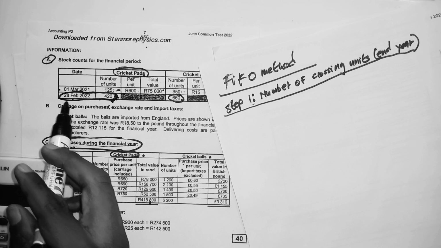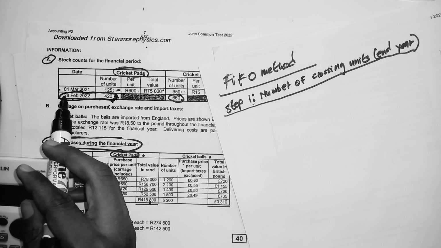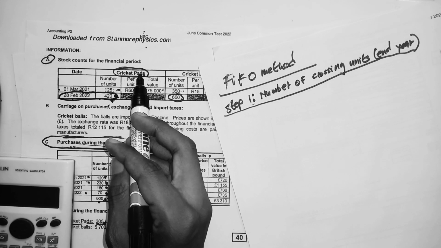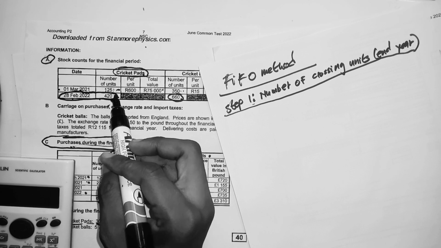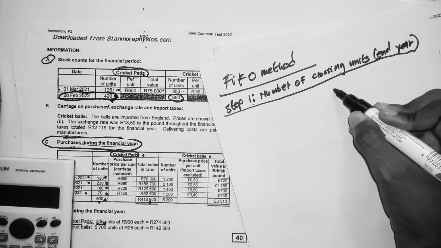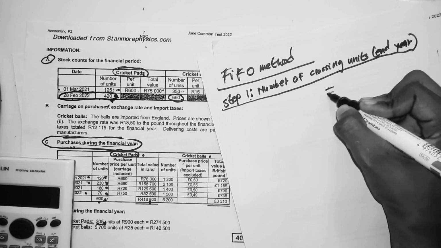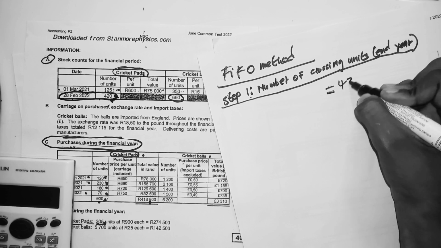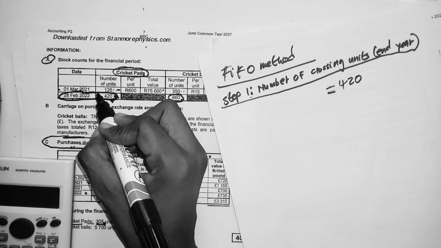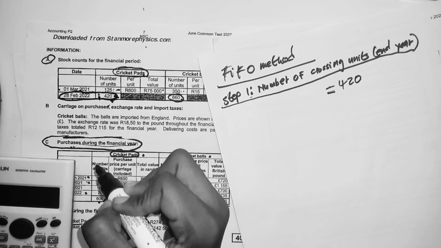So when we check here, on 28 February, which is the end of the year, on our question paper, on cricket pads, we're having how many units? We're having 420 units. So the number of units at the end of the year, we write it down, 420. So what if they did not give you this 420? What were you going to do?